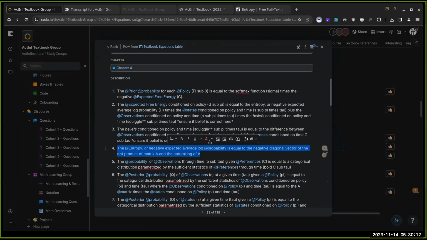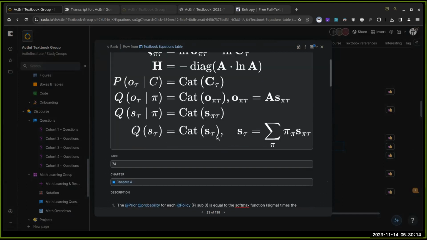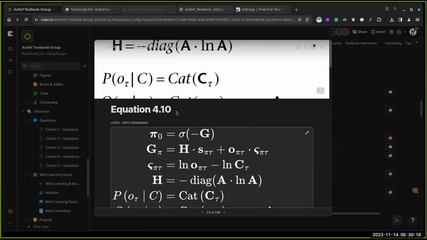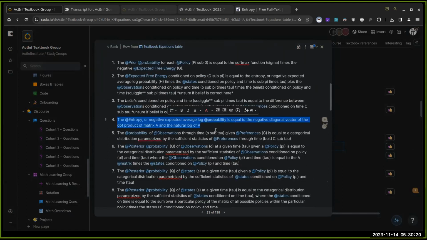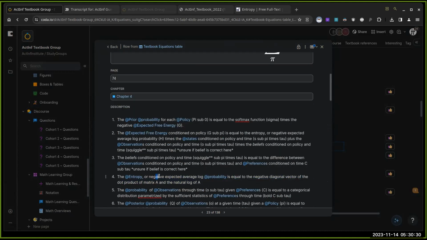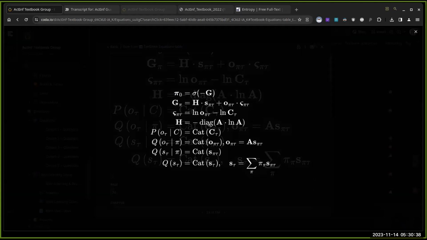Not every equation has this, but of course everyone is encouraged, if they do want to read and help with the equations, to write natural language descriptions using the ontology. I'm not sure if this is accurate, but previously we've written: entropy, or expected average log prob, is equal to the negative diagonal vector of the dot product of matrix A and natural log of A.